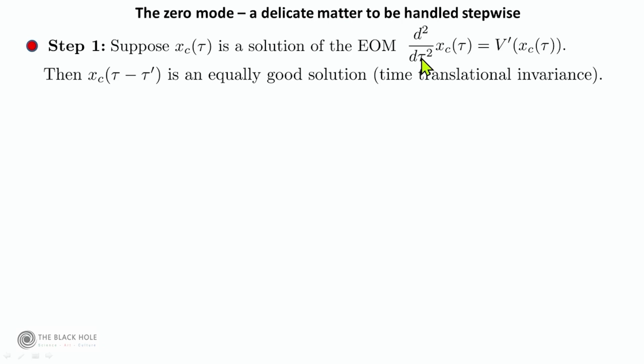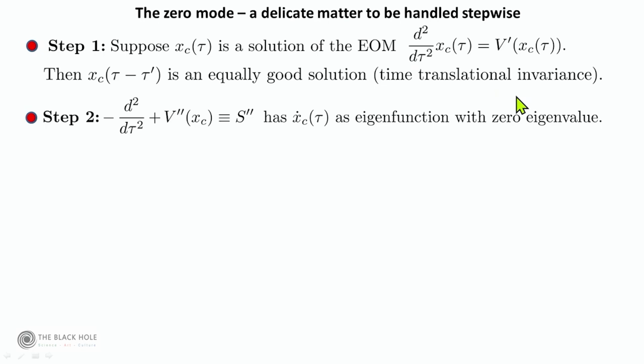And that means that I can shift this classical solution backwards or forwards in time, and that will still be a solution of the equations of motion. So in other words, what we have is this being just as good a solution as with tau prime equal to 0. All right, that's what we call time translational invariance, and it follows because of the equations of motion. Now, we come to the second step.